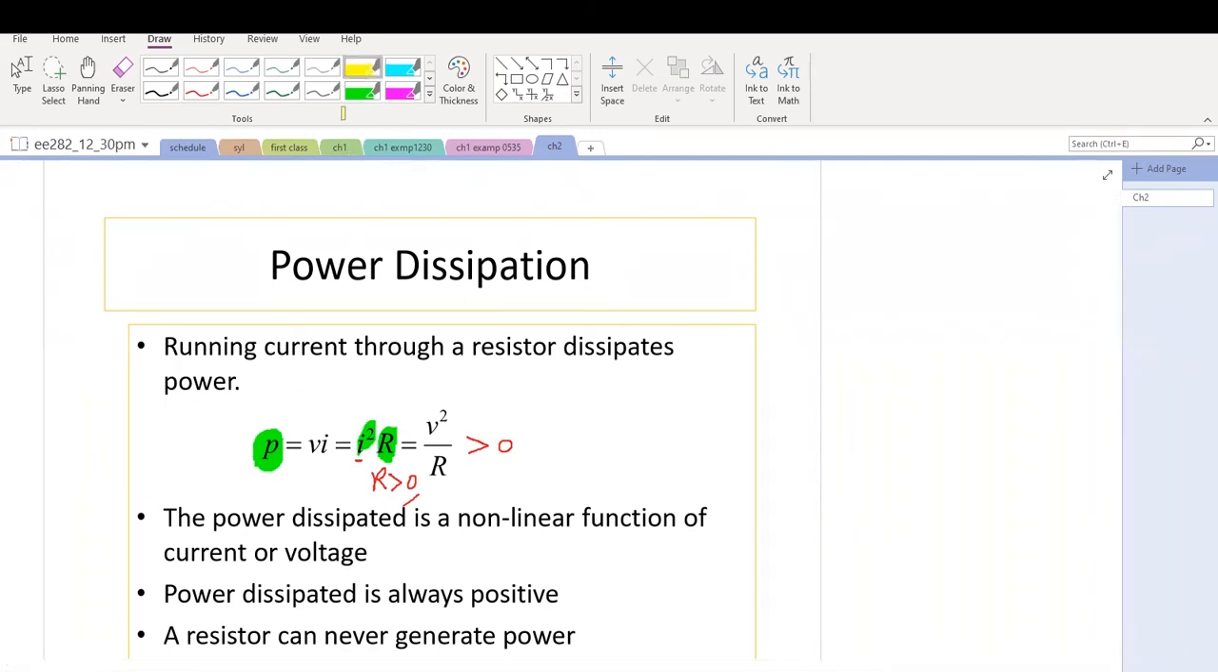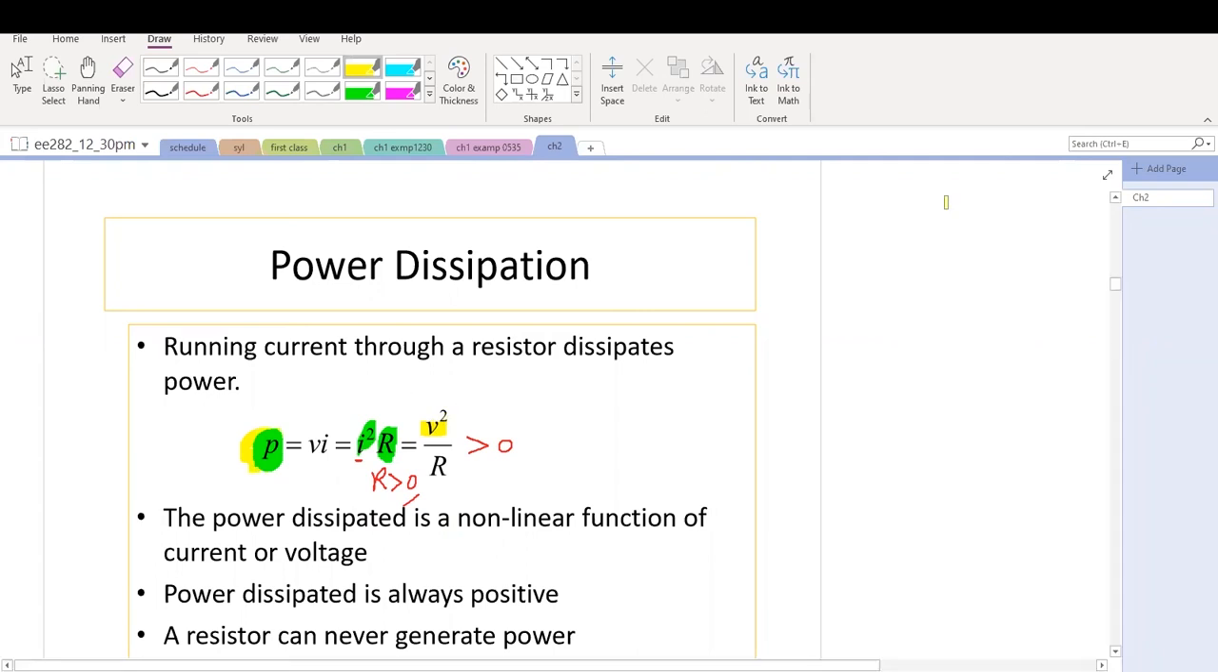Also notice that power is a quadratic function of the current or voltage. So it's not linear, it's a quadratic function. It's not a linear function in terms of current or voltage.